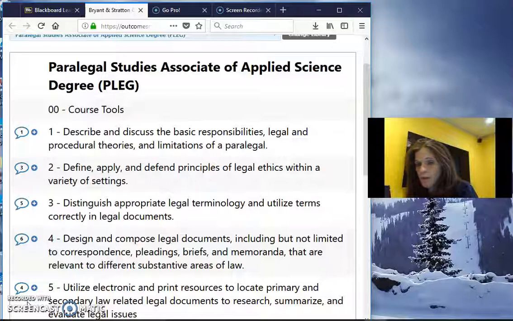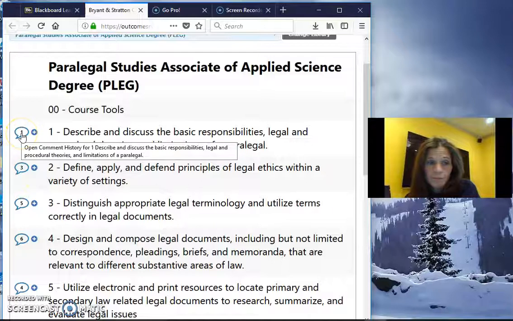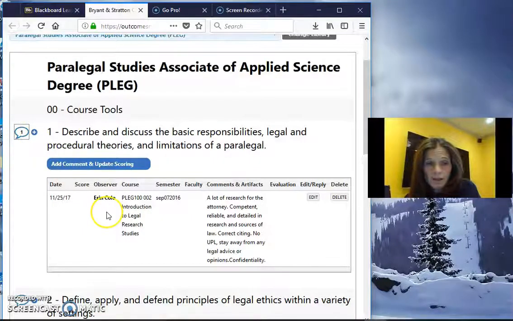First, I want to describe how I have mastered describing the basic responsibilities and limitations of a paralegal. There are many responsibilities of a paralegal: confidentiality, honesty, competency, reliability. Here, you'll see that in my Introduction to Legal Research, I documented that there is a lot of research for the attorney to be done. You have to be competent, reliable, and very detailed in your research and sources of law. Many laws change all the time. You have to make sure you are up to date and current in the laws that you find.